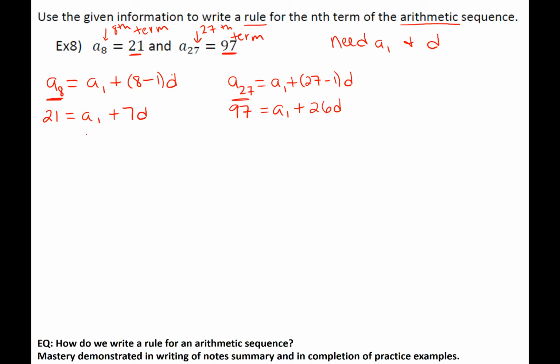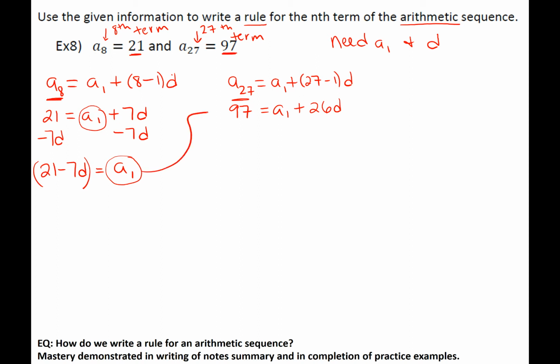Substitution, I would start by solving for one of my variables. So I'm going to use this equation and I'm going to solve it for a sub 1. So I'm going to subtract 7d from both sides. So I have 21 minus 7d equals a sub 1. All right, so the idea here is that I don't know what a sub 1 is, but I can replace. So instead of a sub 1, I can replace it with 21 minus 7d.